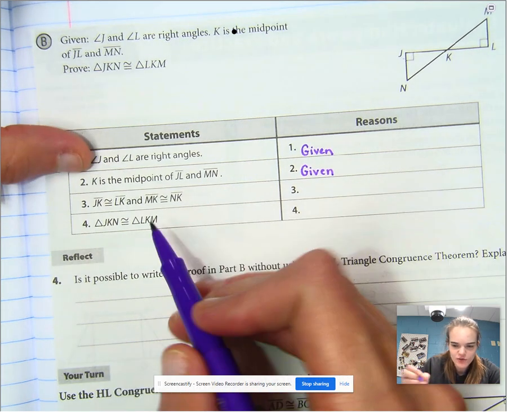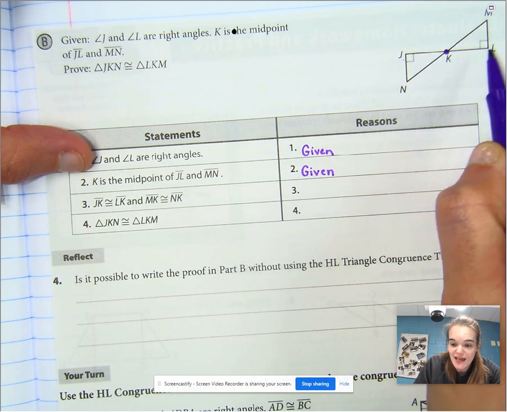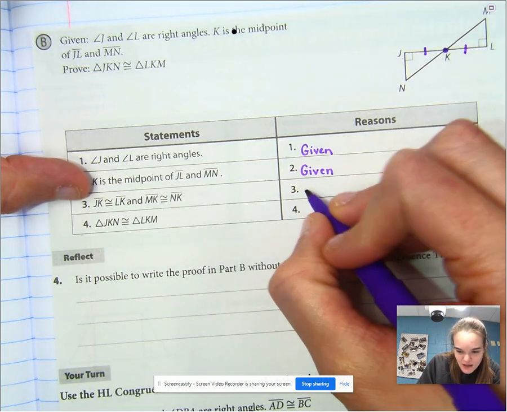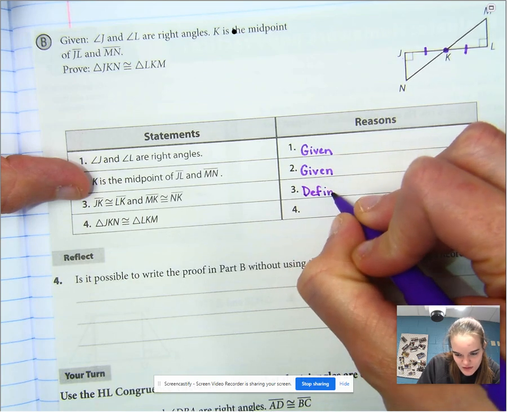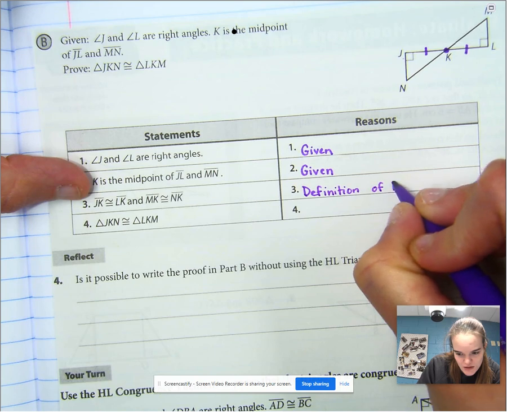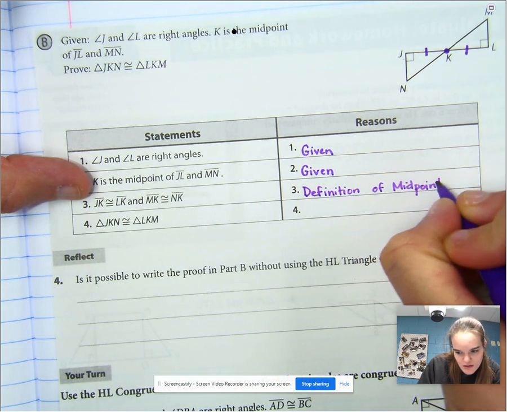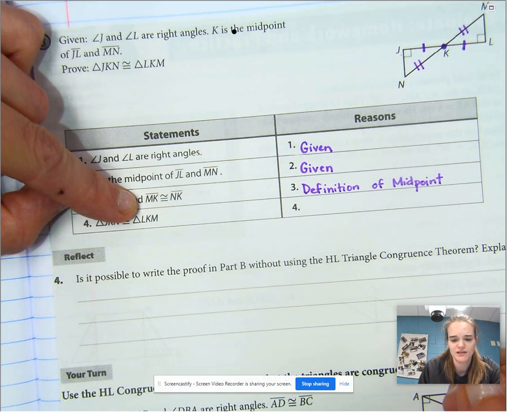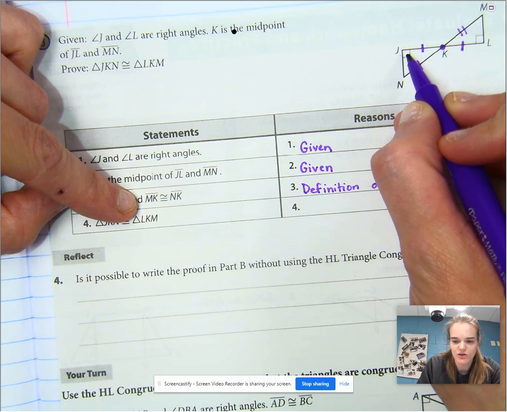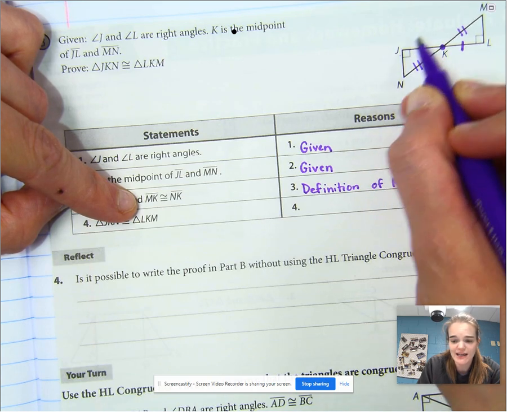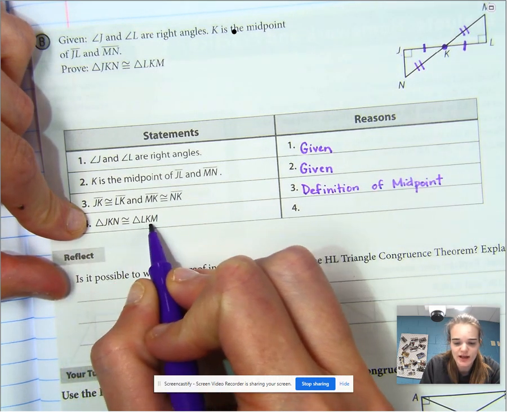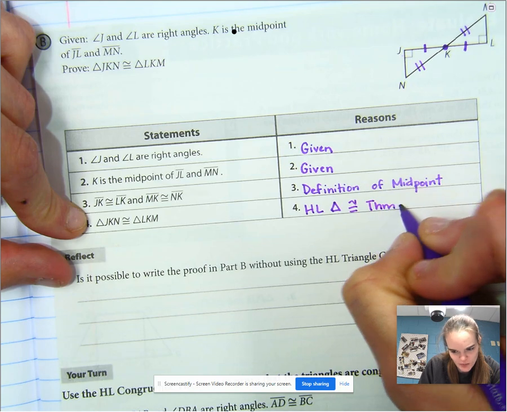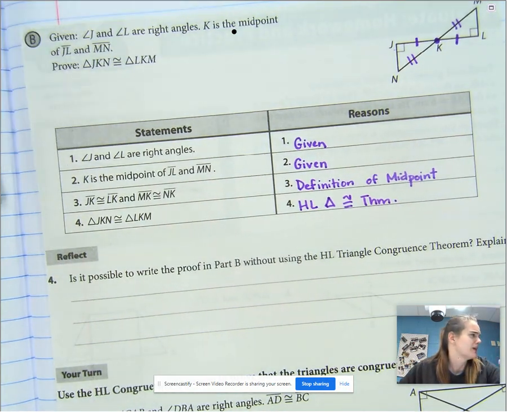All right, so number 3. Since we know that K is the midpoint of both JL and MN, we know that JK is congruent to LK. That is the definition of a midpoint. Also, MK is congruent to NK for the same reason. Now, I have a right angle and I have 2 sides. The sides specifically are a leg and the hypotenuse. So JKN is congruent to LKM by the hypotenuse leg triangle congruence theorem. I left off the triangle part on this one, on letter A. Go back and put that little symbol.